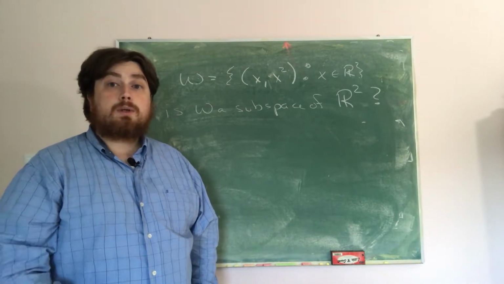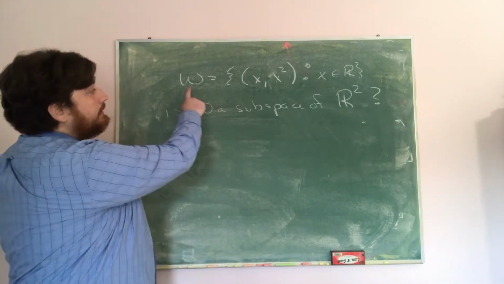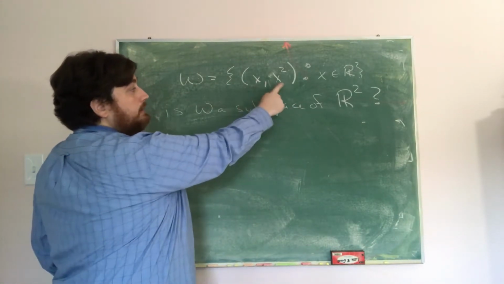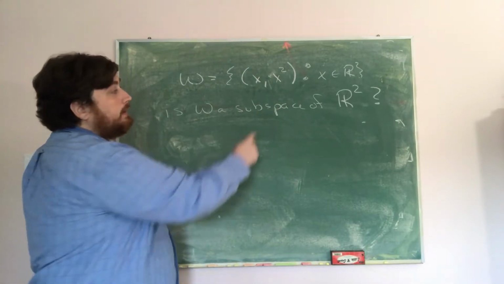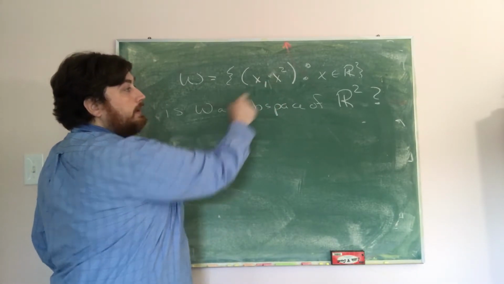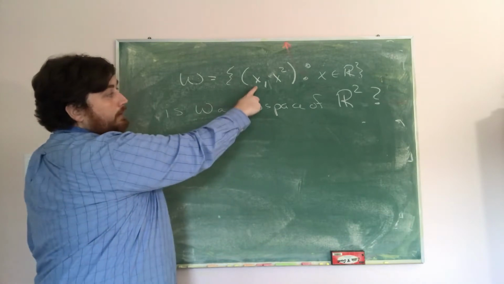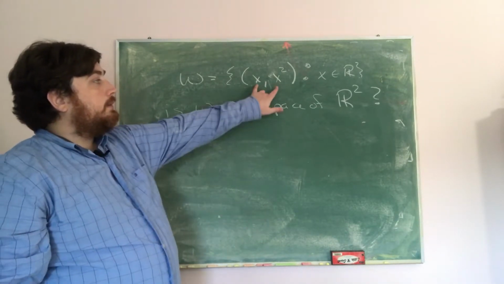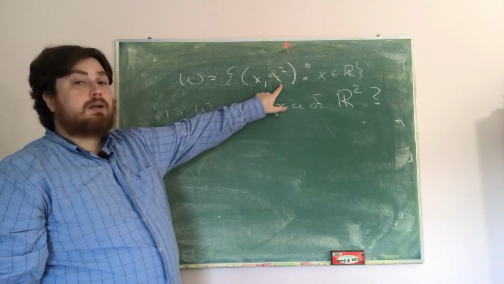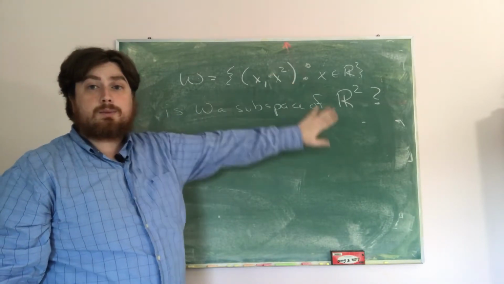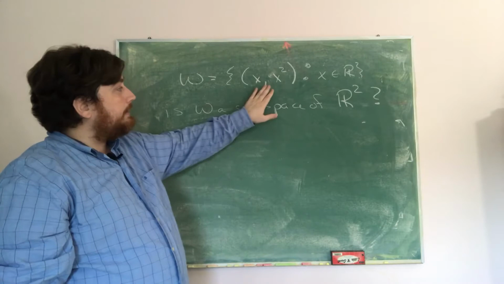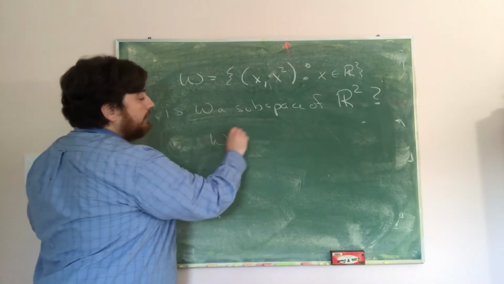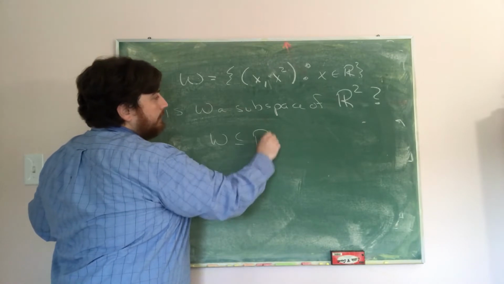To answer the first question, I can note: is W a subset of R squared? Well, notice that this is an ordered pair. If I take a real number x and I square it, I get a real number. Therefore, this is a real number, this is a real number. So this is indeed an ordered pair with entries in R, so this is contained in R squared. Therefore, every element in W is contained in R squared. So we can say that W is indeed a subset of R squared.